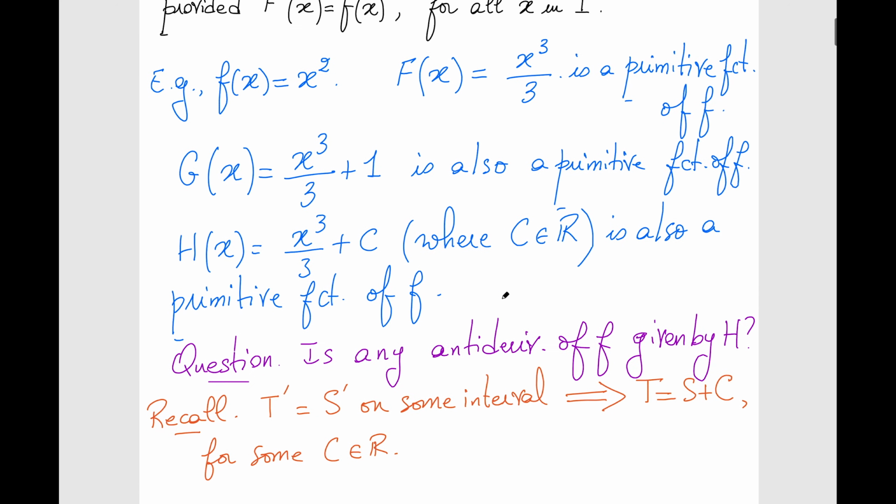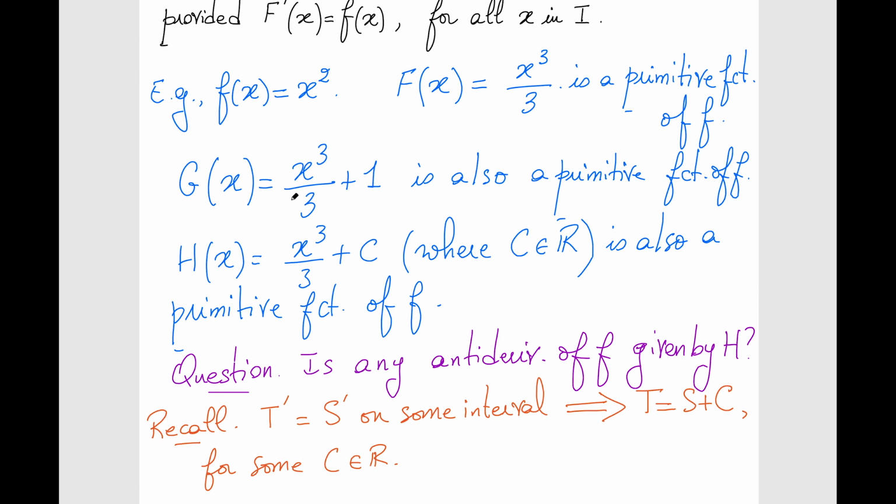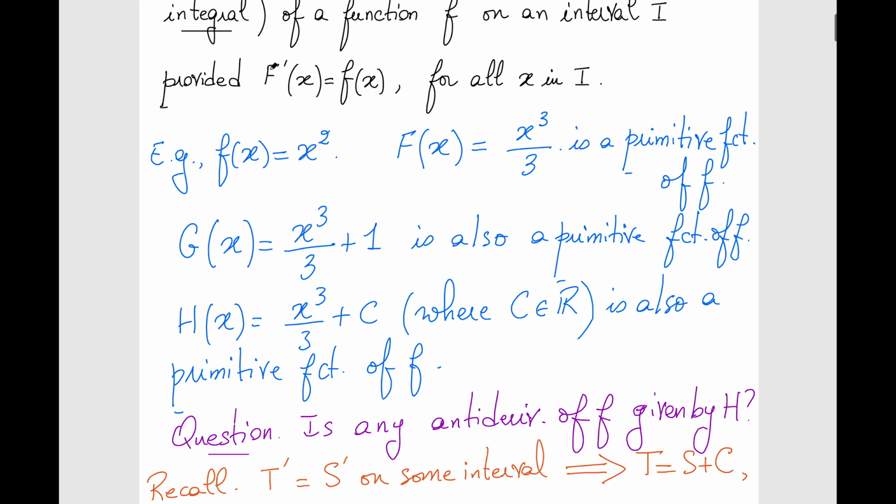So take it back here. If you have two antiderivatives of little f, let's call them t and s, then certainly t prime is s prime, right? Because t prime is f if t is an antiderivative. Remember this? If t is an antiderivative, t prime is going to be little f. And if s is an antiderivative, then s prime is going to be little f. So we get that t prime and s prime are the same on the underlying interval.